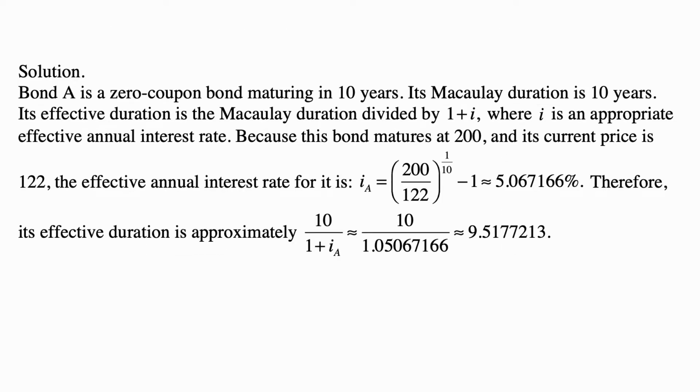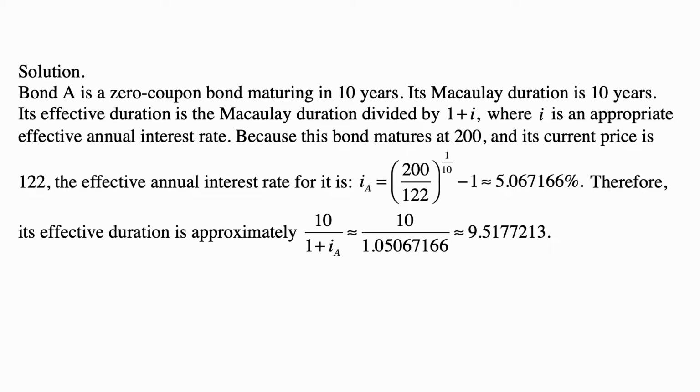Here's the solution. So let's start with Bond A. Bond A is a zero coupon bond maturing in 10 years. Its Macaulay duration is 10 years. We know that. Its effective duration is the Macaulay duration divided by 1 plus i, where i is an appropriate effective annual interest rate. And it's the interest rate for this bond.